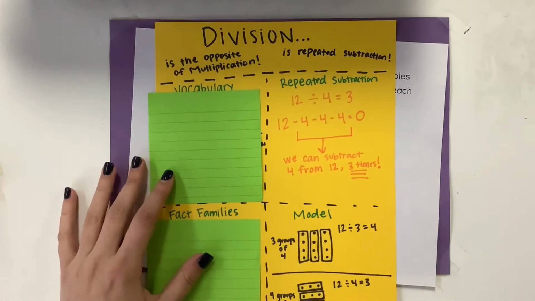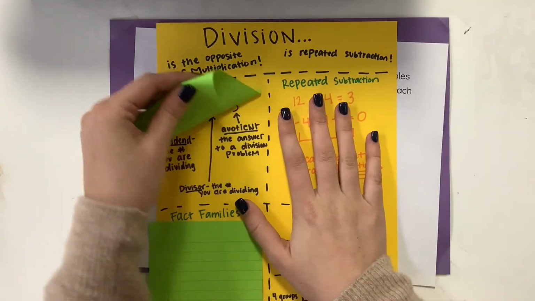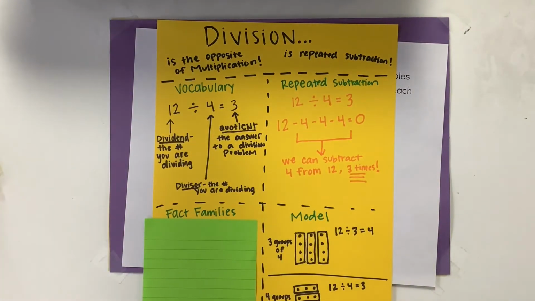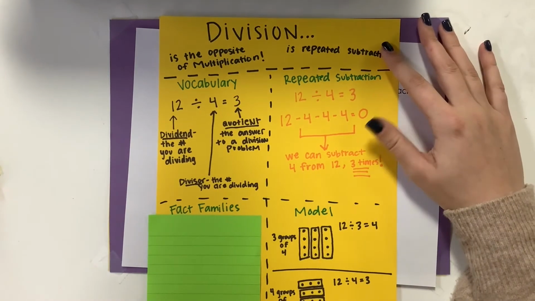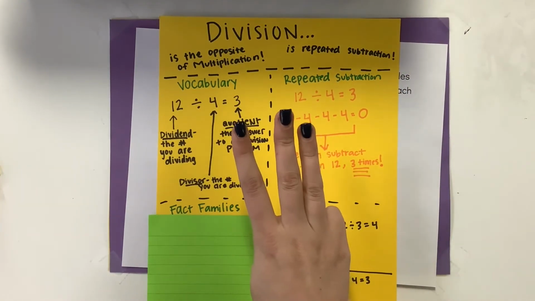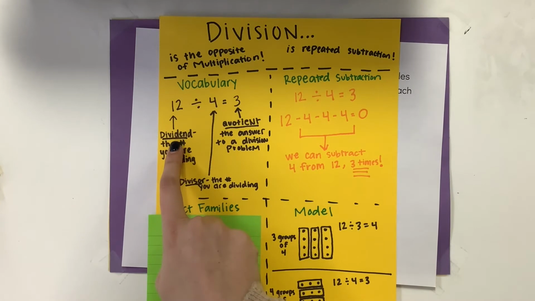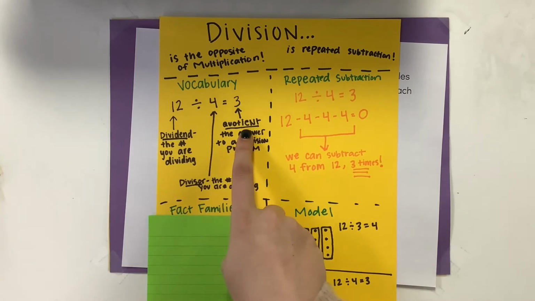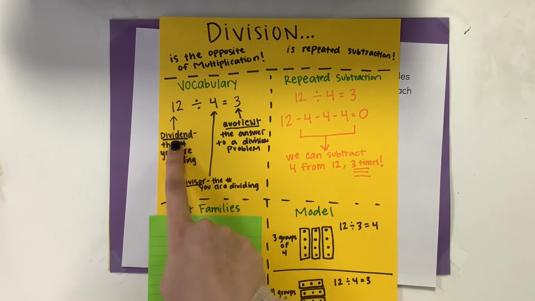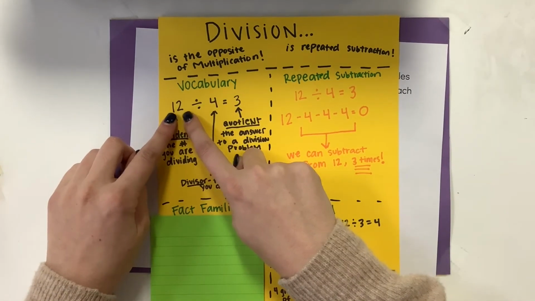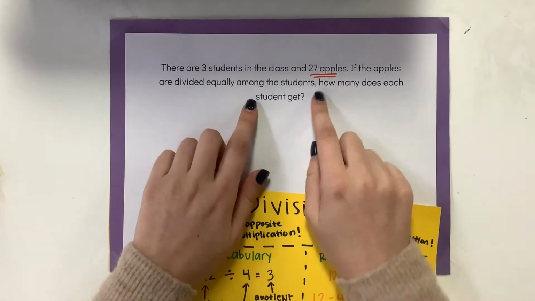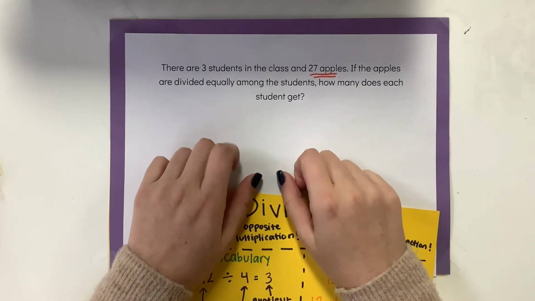While we're on the topic of division, it's important that we learn some vocabulary that we're going to be hearing throughout this unit. And there's 3 words that I want you to learn today. Your dividend, your divisor, your quotient. A dividend is the number that you are dividing. So think of this as like your total. So looking at this problem, what is our dividend?